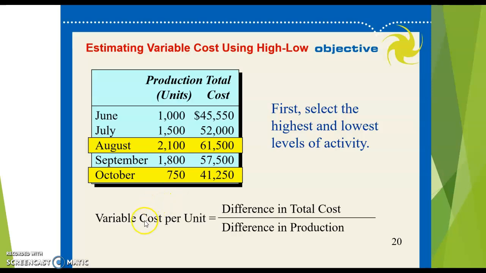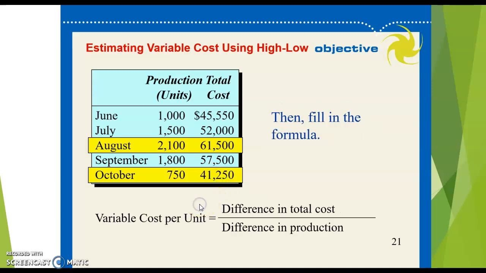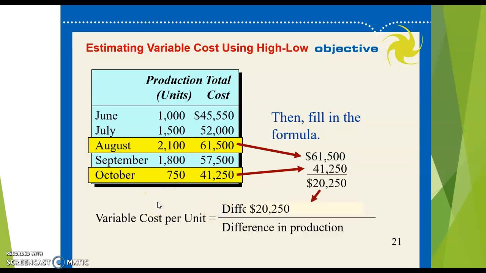The next thing we're going to do is use this formula to figure out the variable part of these costs. We're going to take the difference in the total cost. So here's the high cost, $61,500, and there's the low cost, $41,250. We're going to find the difference. So the $61,500 minus the $41,250, that difference is $20,250. And that becomes our numerator for the formula.